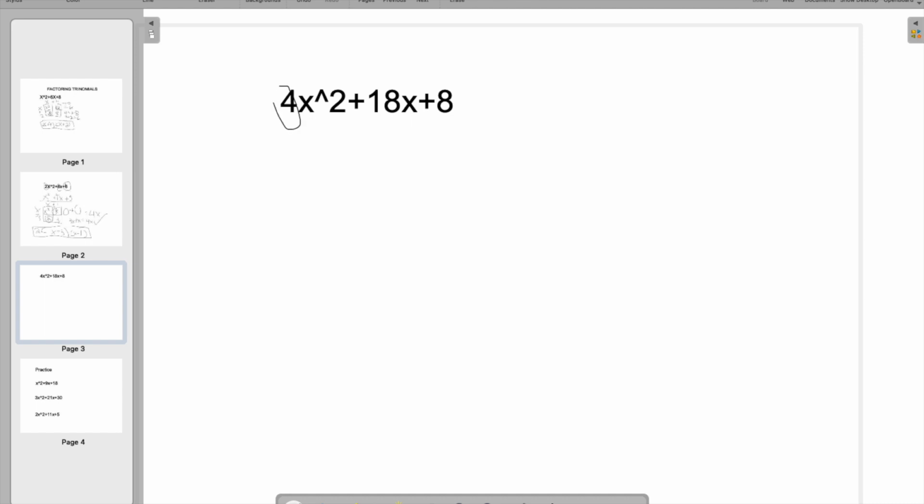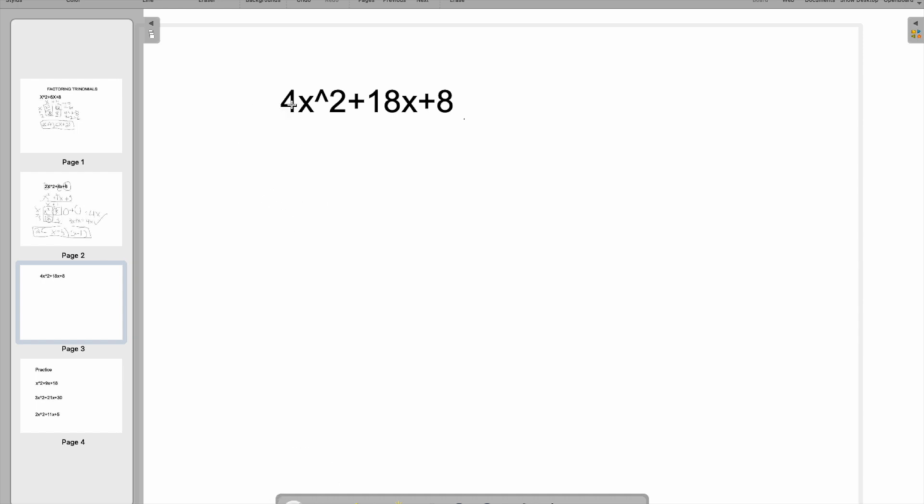So for 4, circle the coefficients. There's 2, 1, 4, and for 18, there's 6, 3, 18, 1, 2, and 9. And for 8, there's 2, 4, 1, and 8. And if you look at all these factors, 2 is the greatest one, because 2 is greater than 1.